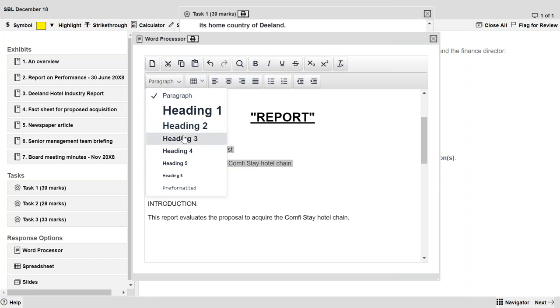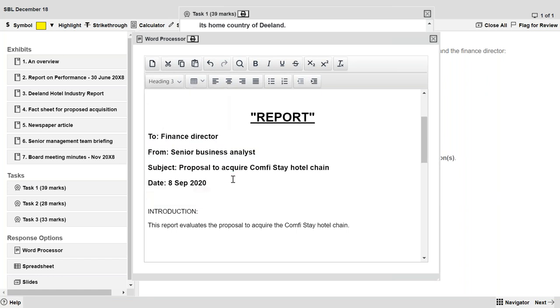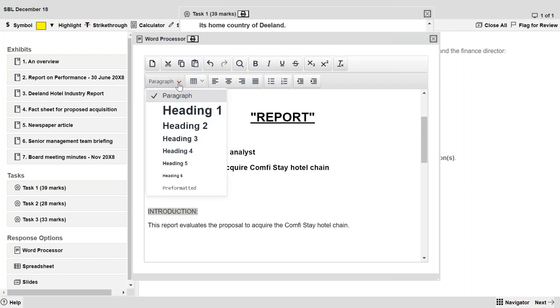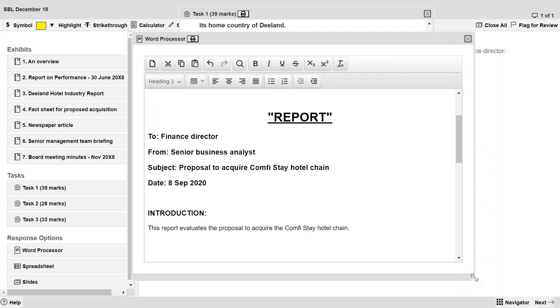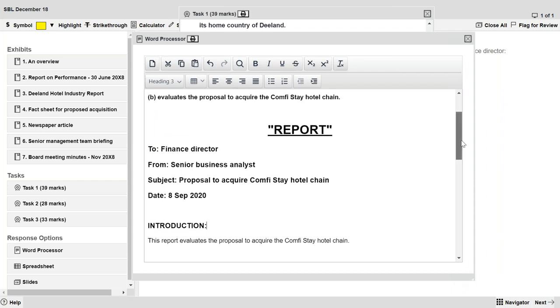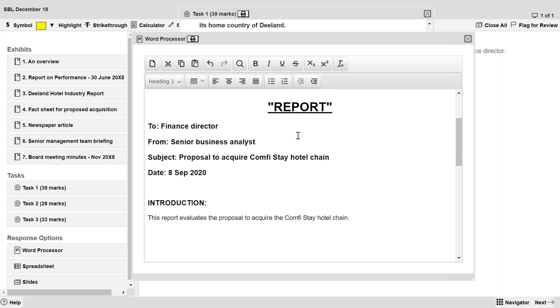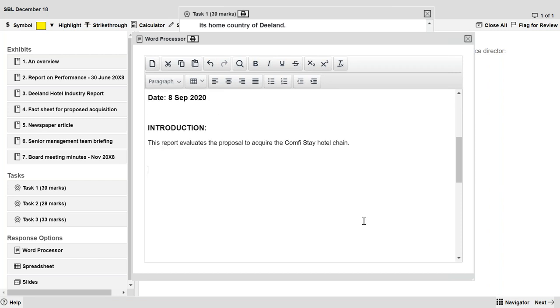Select heading 3. So it will become a bit larger. So all headings, I prefer using heading 3. So it looks nice and professional from a board of directors point of view. Do you think it looks nice? It says report in the center, largest font, and then finance director, senior business analyst, subject, date, introduction. Now your answer will start. So I would say suitability. What else?